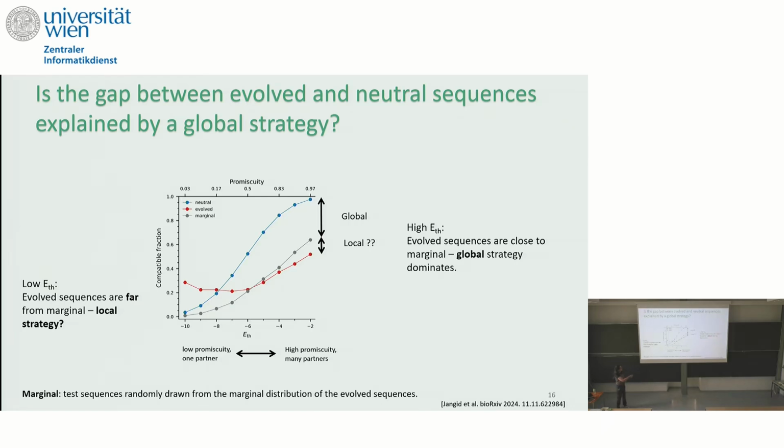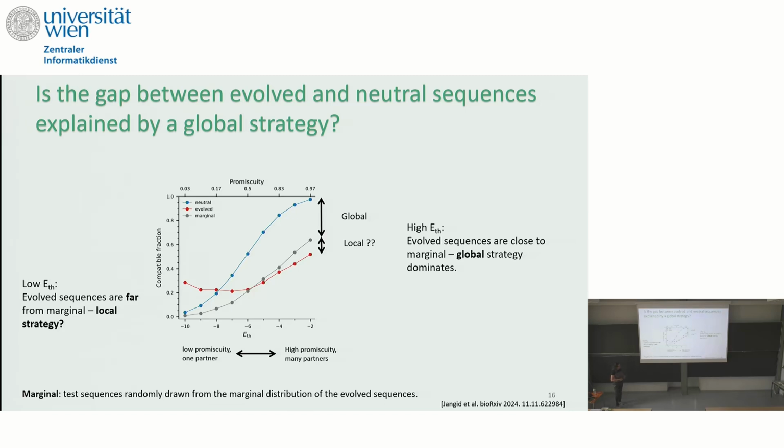So this is the gray curve here, okay? And you see that at least here at the high end, it can explain most of the gap between the neutral and the evolved sequences. That means that what we get here is mostly an effect of just a bias in the amino acid frequencies, making these sequences less attractive, okay? So this is the global strategy, but we still wanted to see what explains the remaining gap here. And here on the low end of the E threshold, the global strategy is not explaining the trend that we see. So then we wanted to see if the local strategy can explain the rest.